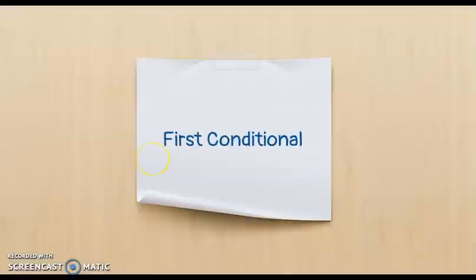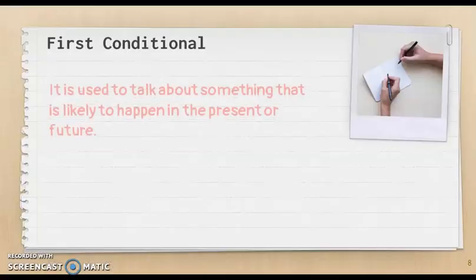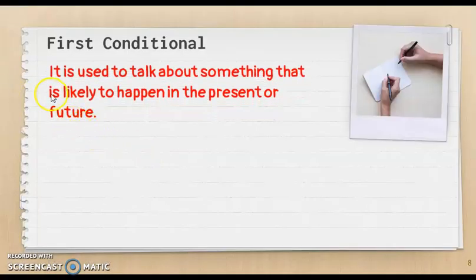First conditional. First conditional is used to talk about something that is likely to happen in the present or future. Emphasize on likely to happen in the present or future. You are not very certain, but you know it is likely to happen. Even though it's not 100% for sure, you know it is likely to happen.